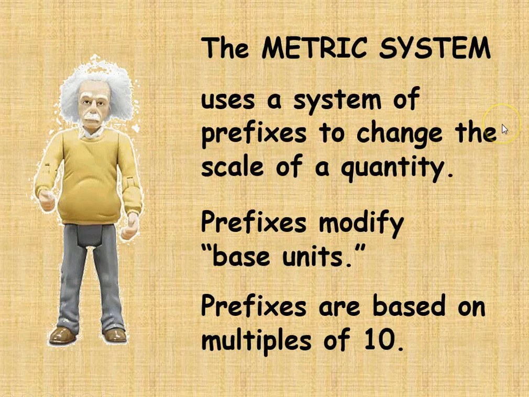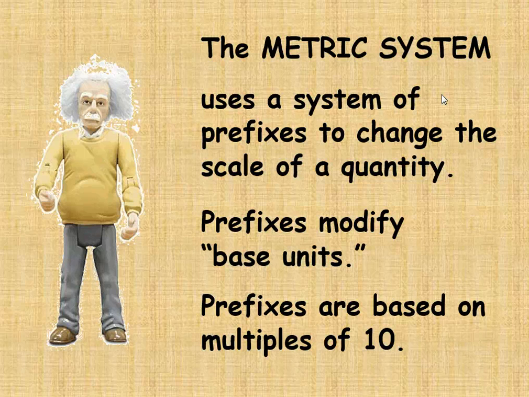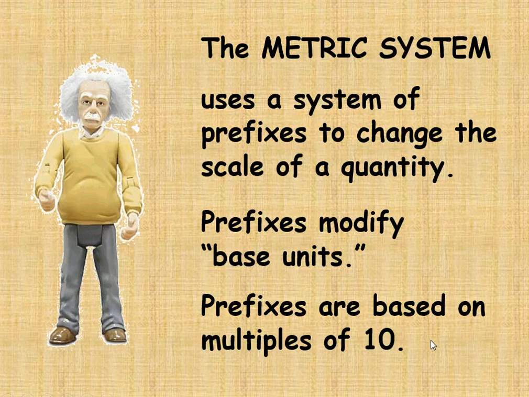So in science and engineering, we use the metric system. And the metric system uses a system of prefixes to change the scale of a quantity. The prefixes modify the base units, and the prefixes are based on multiples of 10, which is what makes the metric system so easy to use.